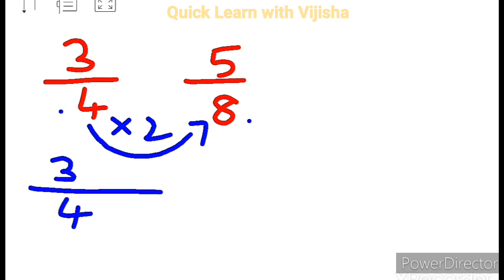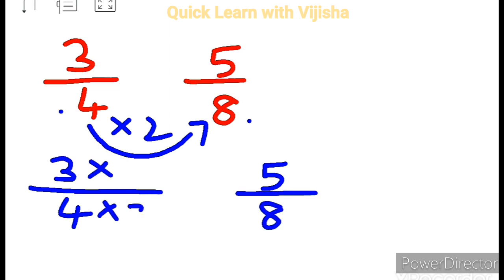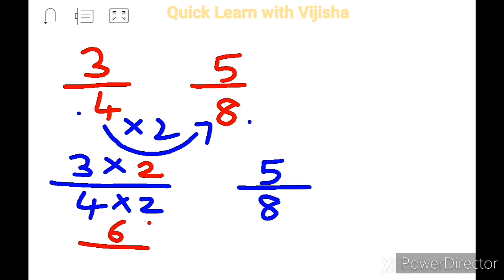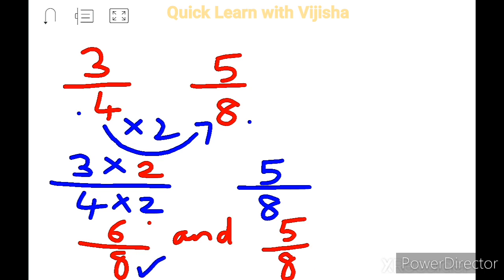3 upon 4 we will write, and 5 upon 8. If you multiply 4 with 2 you will get the value 8. Understanding? So if you have multiplied by 2 in the denominator, we will multiply by 2 in the numerator as well. So what value are you getting? 3 twos become 6 and 4 twos become 8. And here we have multiplied nothing, so it will be 5 upon 8. So these two are your like fractions. Here you have made it 8 and here also it is 8. So your fractions have become the same. Understanding? Let's see the second question.